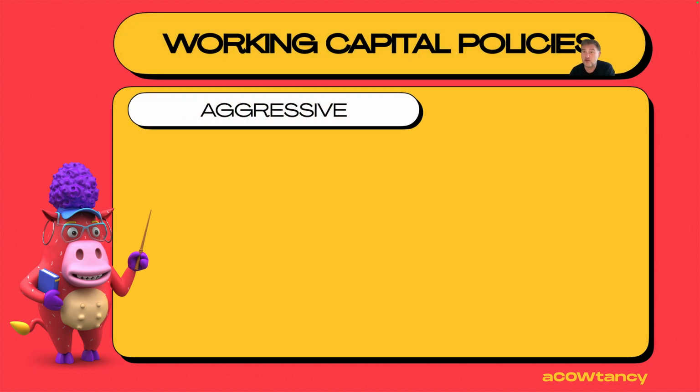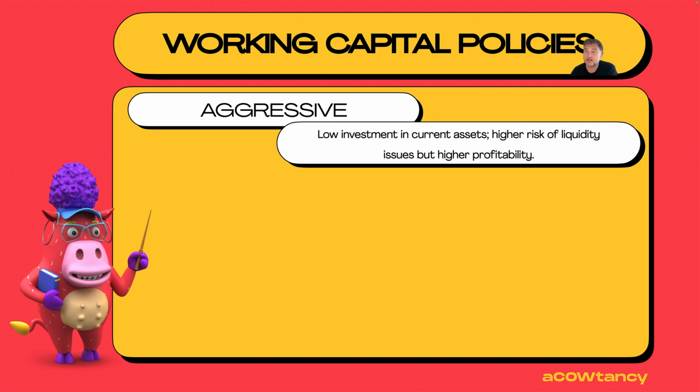If you've got an aggressive policy, what that means is you don't have much in cash, you don't have much in debtors. And because you don't have much cash or much in debtors, you have a higher risk of liquidity, but you're using your cash well. You're getting your cash in and you're investing it, so you're going to have higher profitability.